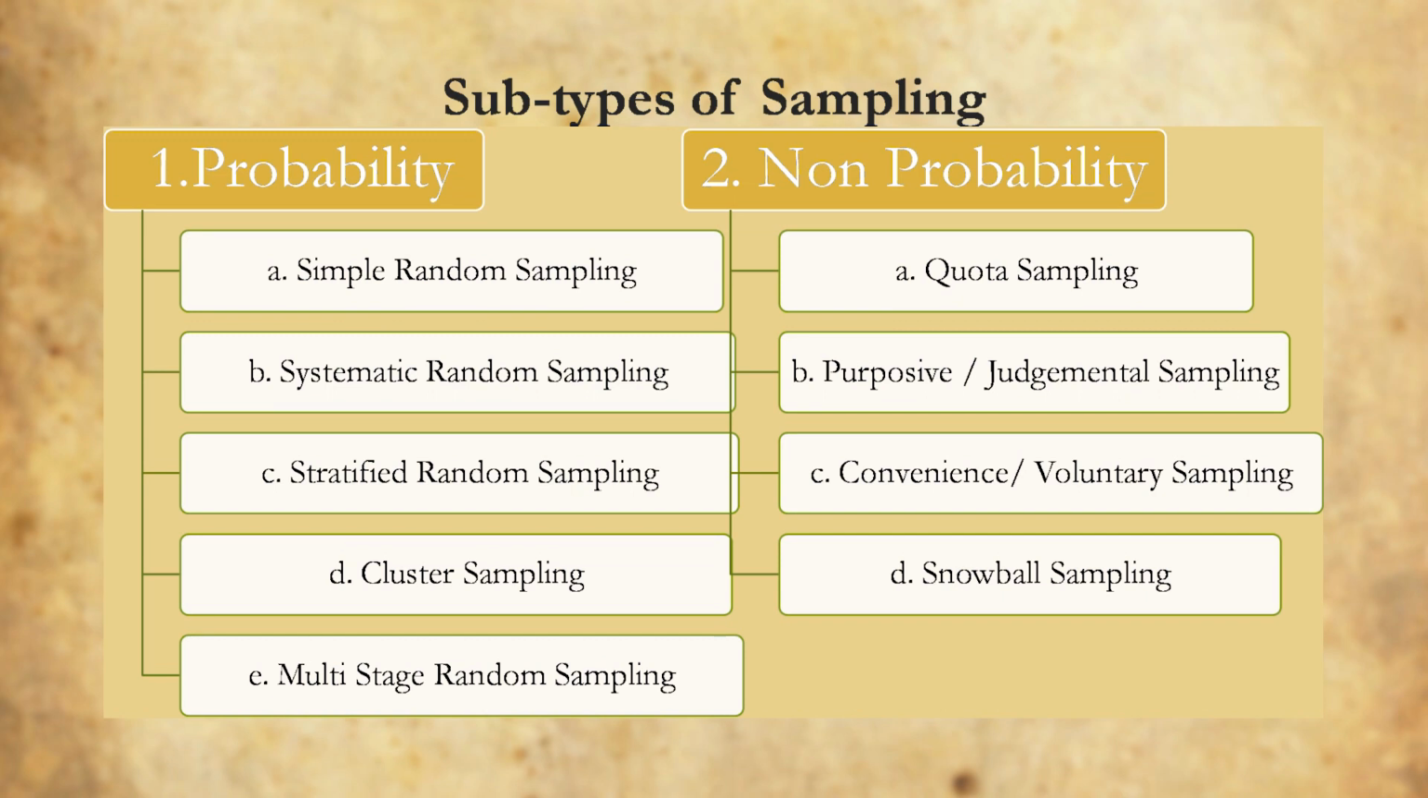On the other hand, for non-probability sampling, we have quota sampling, purposive or judgmental sampling, convenience or voluntary sampling, and snowball sampling. We will try to look into each of these types and subtypes of sampling methods, and come up with a few examples to understand how each method differs from the others and its applicability.